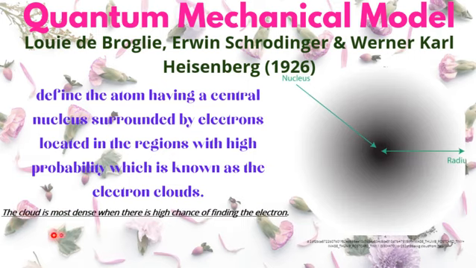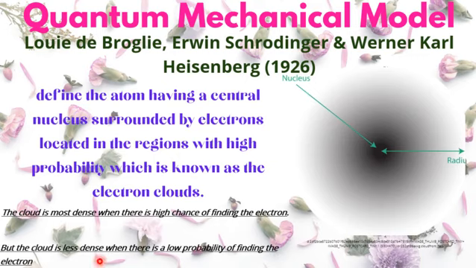So meaning to say, if the cloud is most dense, there will be a high chance of finding the electron, like here, the darker one. When the cloud is less dense or lighter, there's a low chance or low probability of finding the electron.